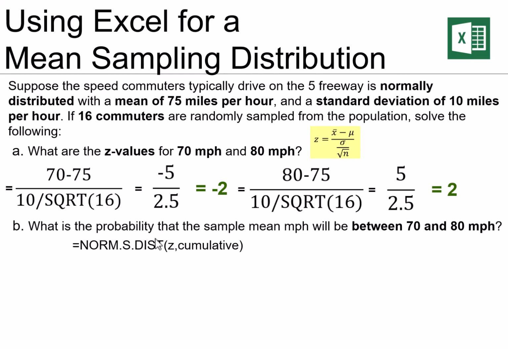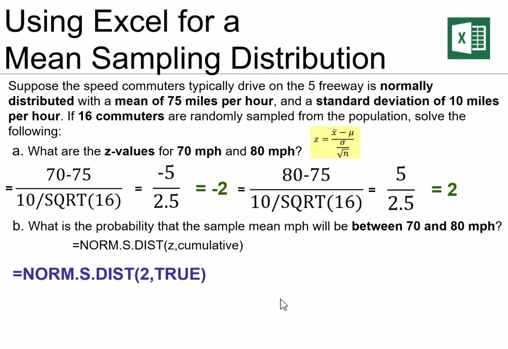So what is the probability that the sample mean miles per hour will be between 70 and 80 miles per hour? So we're going to be using in Excel the NORM.S.DIST function, and z will be the input in cumulative. So this problem is a little tricky because we're interested in between two numbers, between 70 and 80. But we know in Excel, they calculate the cumulative distribution from left to right. So what we're going to do is calculate the cumulative distribution for both of these numbers.